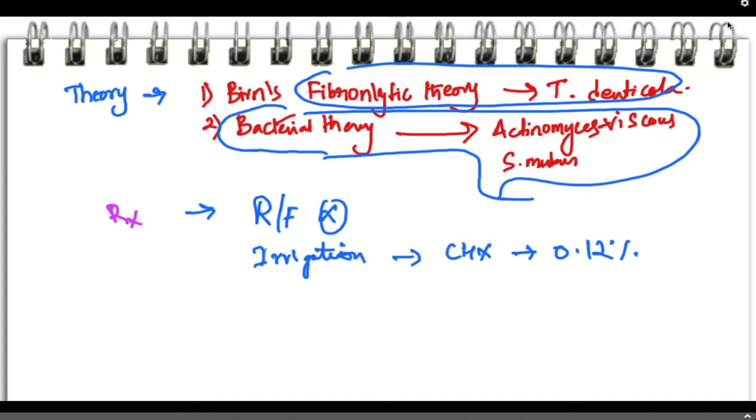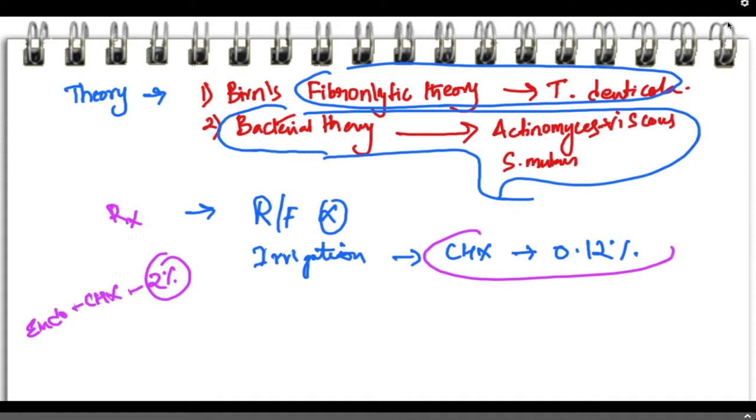Don't get confused with endodontic irrigation chlorhexidine. Endodontic irrigation chlorhexidine is 2%, whereas mouthwash chlorhexidine is 0.12%, which is used as an irrigation. Yes, perfect. Then if it is painful, give local anesthesia.